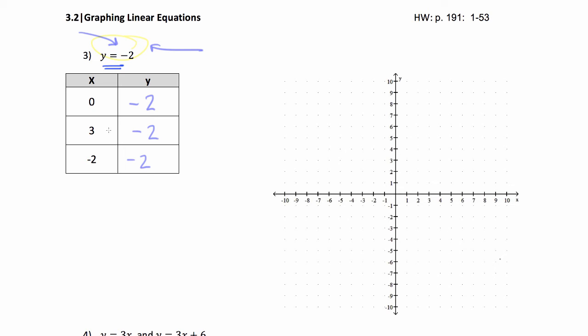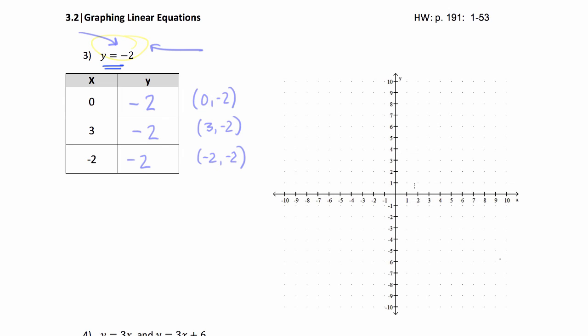And if you feel like that's weird, you're not wrong. And we're going to look, these equations get a little strange. There's a couple weird kinds of lines that we'll deal with. The ordered pairs that you'll be graphing here then are (0, -2), (3, -2), (-2, -2). And then you just want to find a line that goes through all those points.